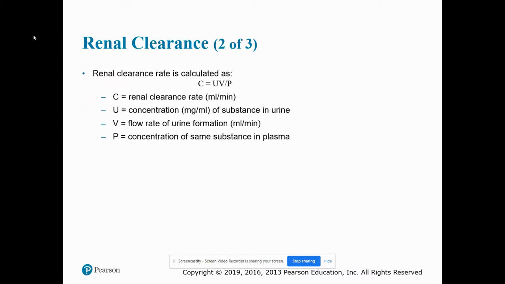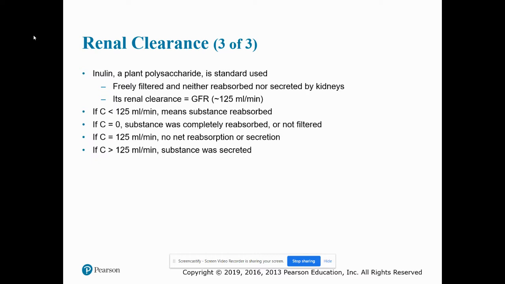Renal clearance rate is calculated as the concentration of a substance in the urine times the flow rate of urine formation, divided by the concentration of the same substance in the plasma. Inulin is a plant polysaccharide, and it's a standardly used substance. It's freely filtered. It's neither reabsorbed nor secreted by the kidneys, and its renal clearance is equal to GFR, which is about 125 mL per minute.